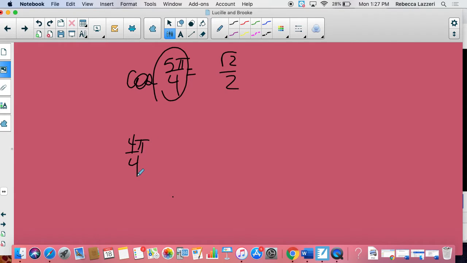Believe it or not, you'll get to where you can do this in your head. All right, you'll just see it. Where is 4 pi over 4? Isn't it pi? So where's 5 pi over 4? It went past it into the third quadrant where cosine is negative.